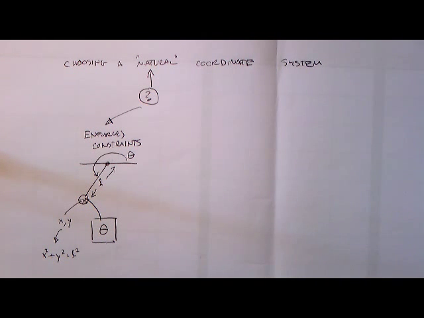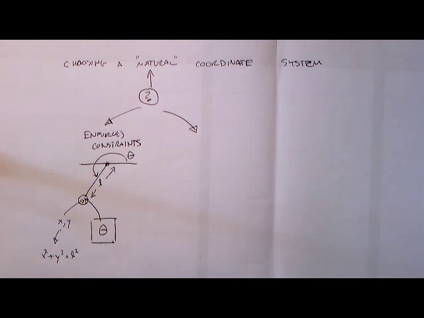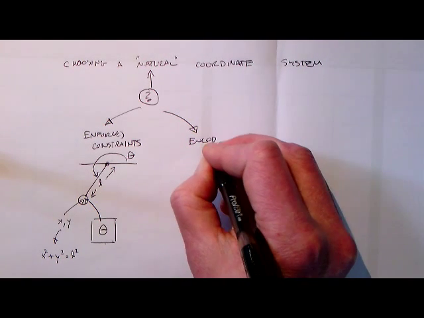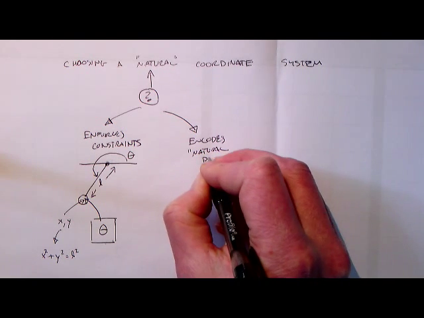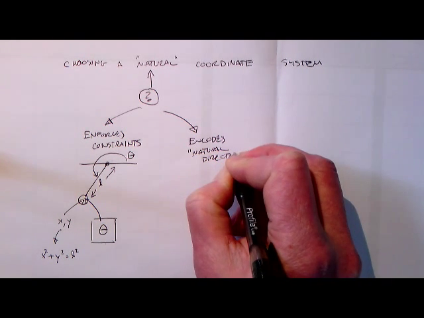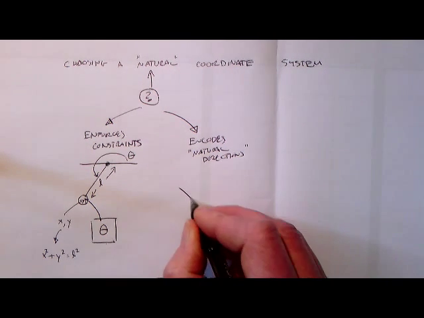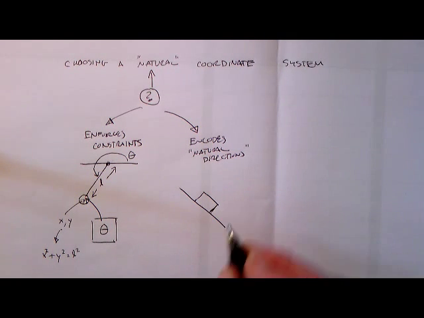enforce these constraints. A second thing that a natural coordinate system does is it often encodes what you might call the sort of natural directions of the system. And you've certainly seen examples of this before. For example, you've probably dealt with in AP Physics, I would imagine you solve problems involving blocks on ramps, right?